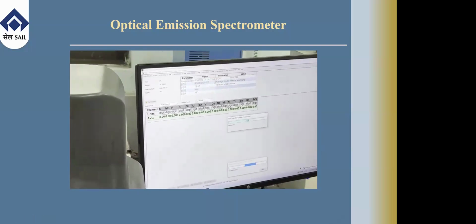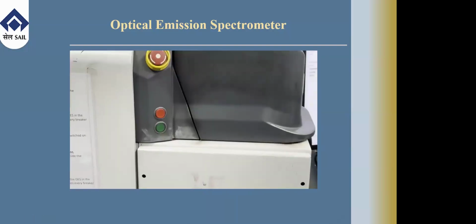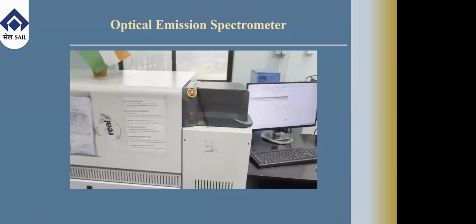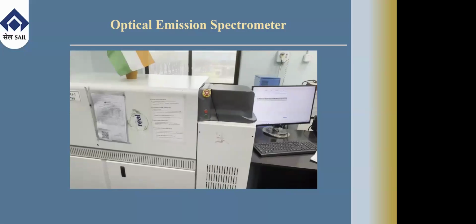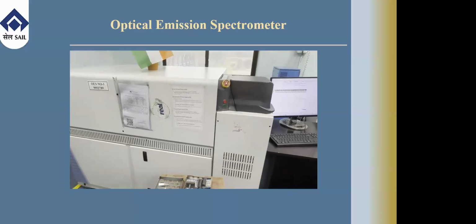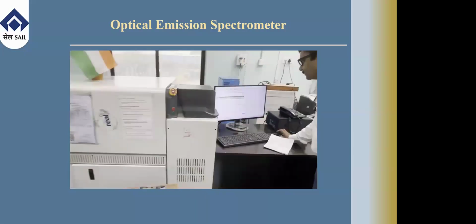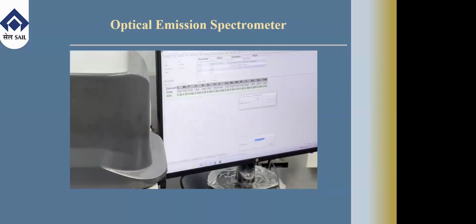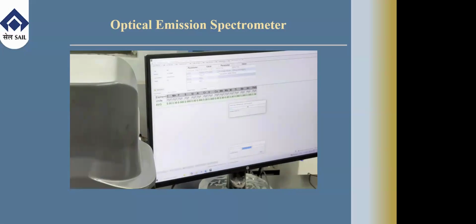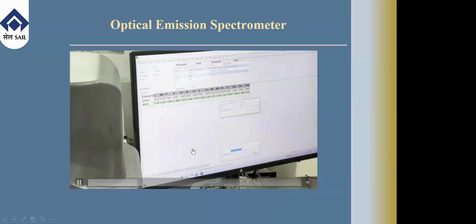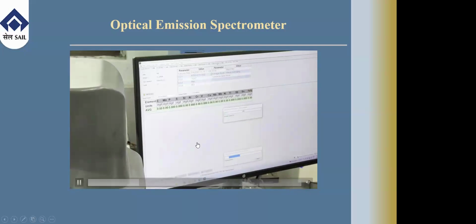Energy is provided, and because of that, the electrons of the atoms get excited to a higher orbit. As soon as you remove the energy, they go to the lower state, and because of that, they release a particular wavelength of photons. These photons have a unique wavelength, and wavelength is a unique characteristic for each element.